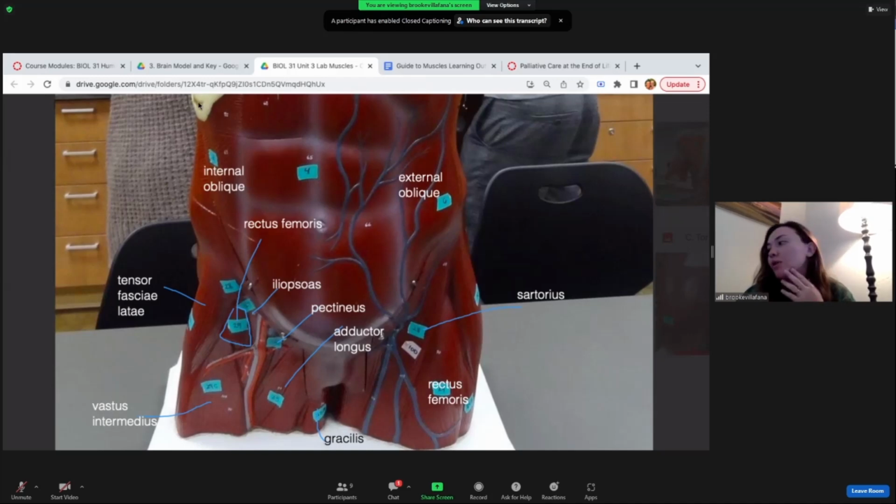Do you guys see how there's bone exposed? So that's the internal oblique, right? And then the side with no bone exposed is external oblique. And then these are the rectus abdominis muscles, right? So your ab muscles are rectus abdominis muscles. Okay. Any questions there?